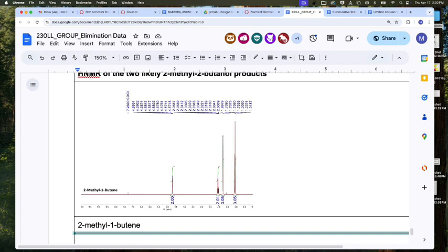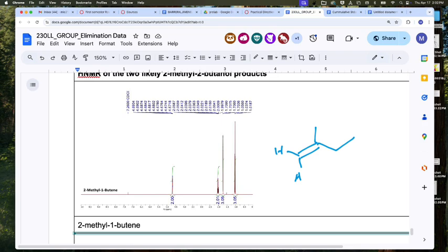So we're not going to ask Andrew this next question. That was our signal at 4.7. What is the number that it shows underneath that? A 2. Why is that important? What does that 2 represent? 2 hydrogens. So when we look at the 1-butene product, we had 2 hydrogens there.